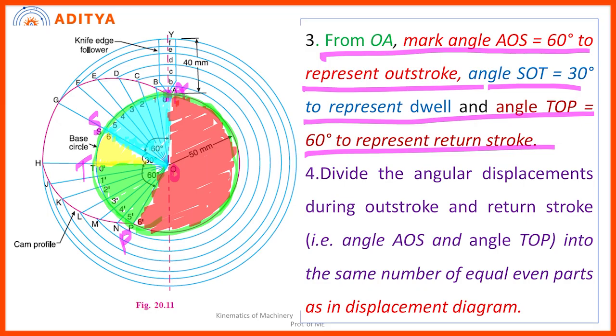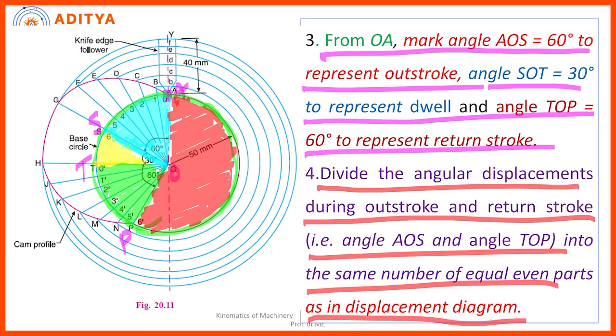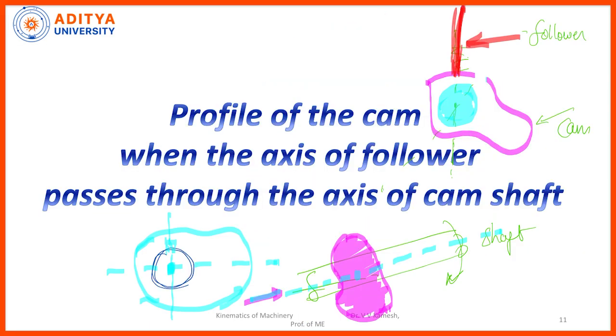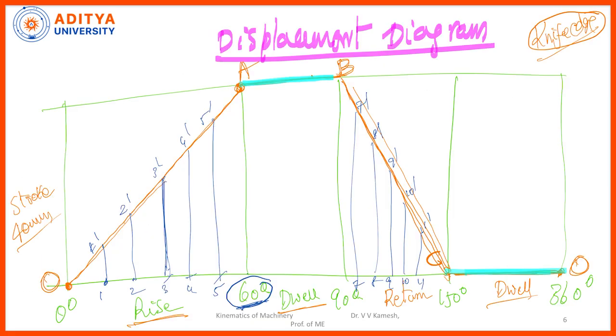Is it clear? Now one rotation of the cam is to be divided into as many rise, dwell, return, rise, dwell, return, like this, right, up to 360 degrees is completed. Now that part we are making: divide the angular displacement during the outstroke and return stroke into the same number of even parts as in the displacement diagram. Just look at the displacement diagram earlier, what we did, we divided this into 6 equal parts and 6 equal parts here.